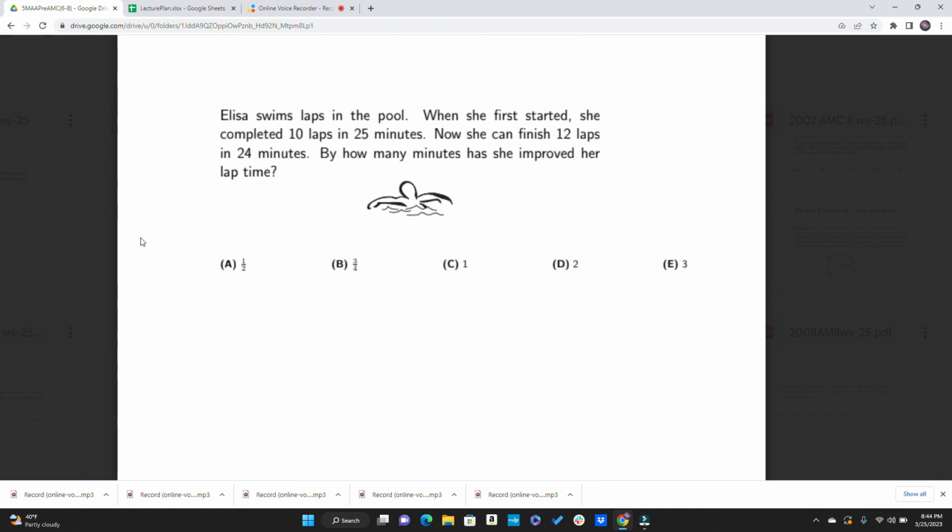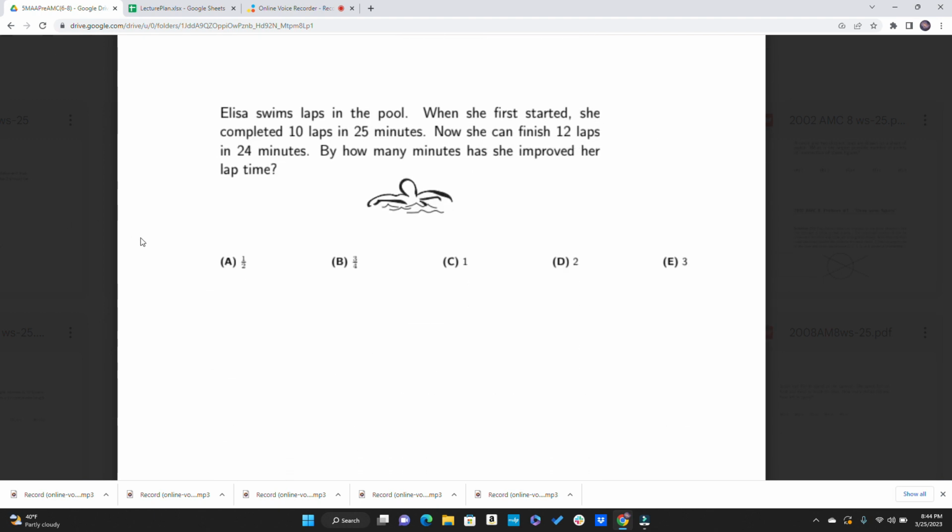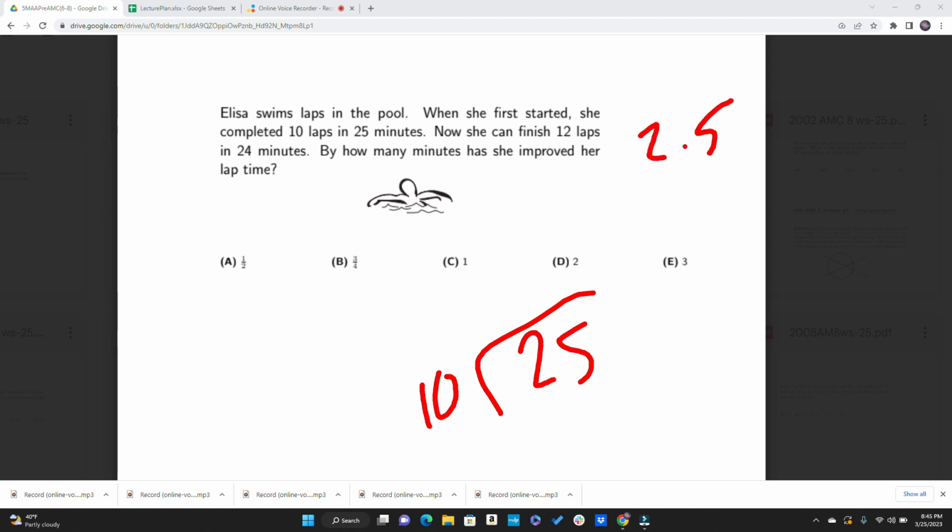Okay. Eliza swims laps in the pool. When she first started, she completed 10 laps in 25 minutes. Now she can finish 12 laps in 24 minutes. By how many minutes has she improved her lap time? Okay, so basically this is saying, how long does it take her to do a lap? When she did 10 laps in 25 minutes, you do 25 divided by 10, it takes her 2.5 minutes per lap. That was when she started.